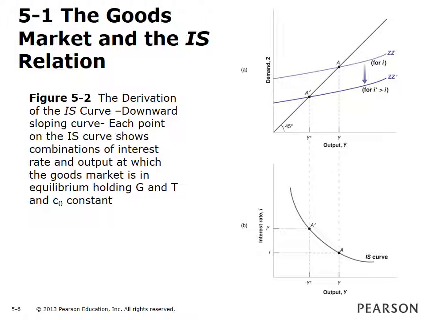Equilibrium in the goods market implies that an increase in the interest rate leads to a decrease in output. Point A prime reflects the new equilibrium output corresponding to the higher interest rate. The IS curve is, therefore, downward sloping. Each point on the IS curve shows combinations of interest rate and output at which the goods market is in equilibrium, holding G, T, and C0 constant.